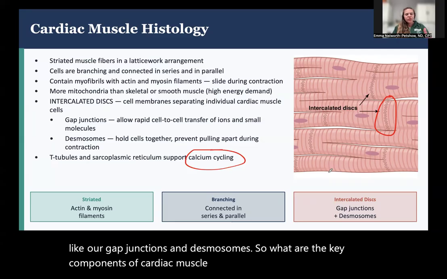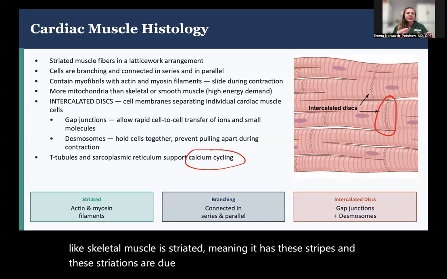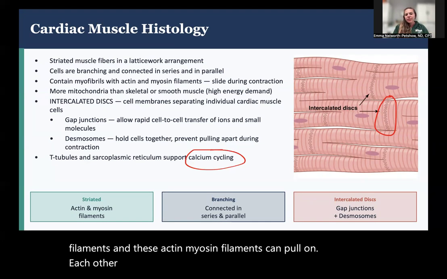Remember, this muscle, like skeletal muscle, is striated, meaning it has these stripes. And these striations are due to myofibrils that contain actin and myosin filaments. And these actin and myosin filaments can pull on each other and essentially slide during muscle contraction. They are arranged in a latticework arrangement.